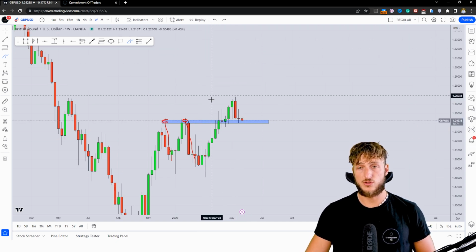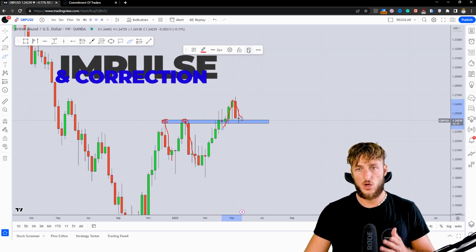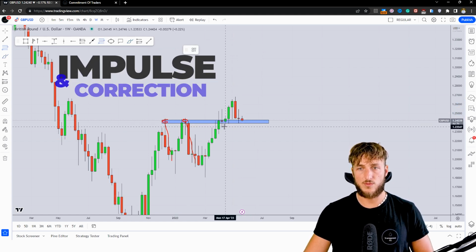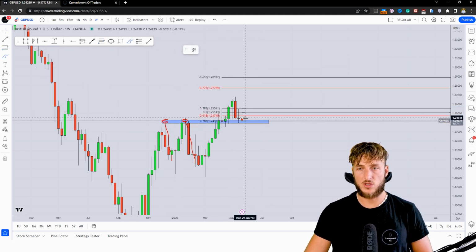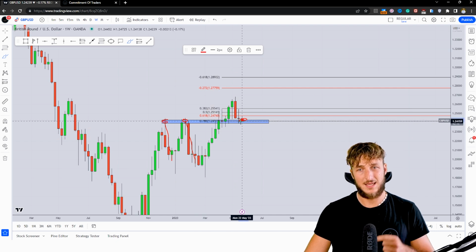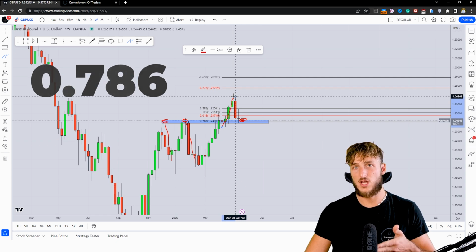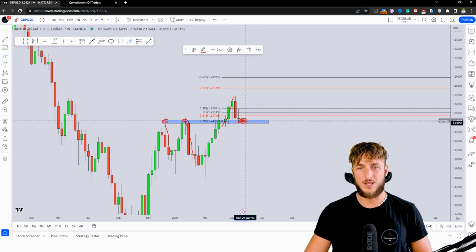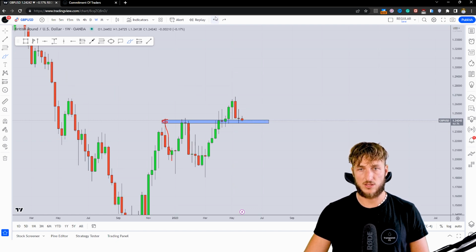Now, we can also notice that in general, after an impulse, if you want to measure the correction, what you have to do is take your Fibonacci from the low to the high of the impulse leg. And if we do that, we can see how we have a market which is currently testing exactly the 0.786 of the Fibonacci taken on the weekly impulse, which is a quite strong level of weekly demand and support, which we could in fact expect this market to reject to the upside.